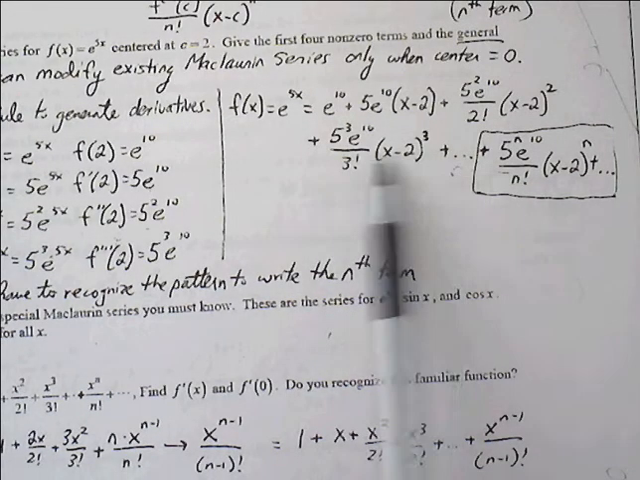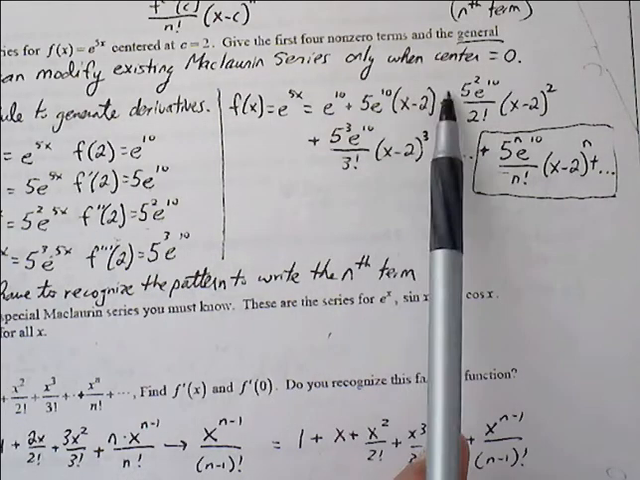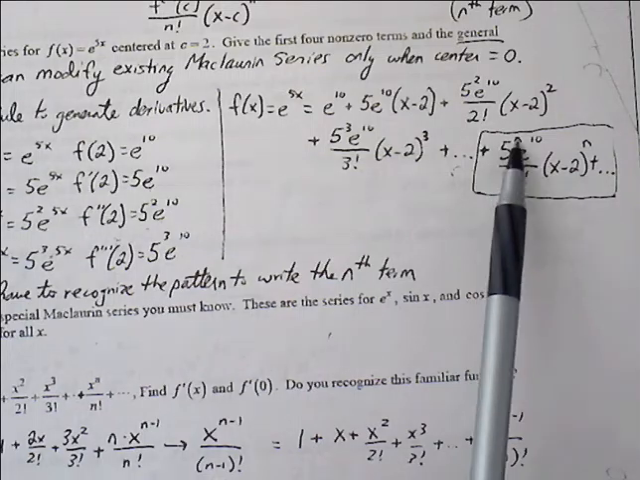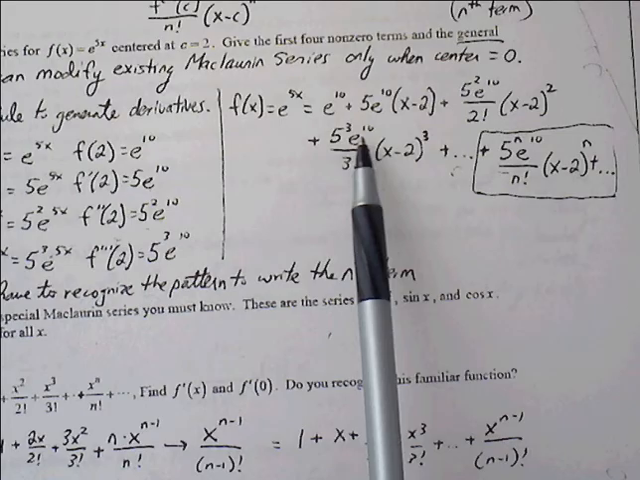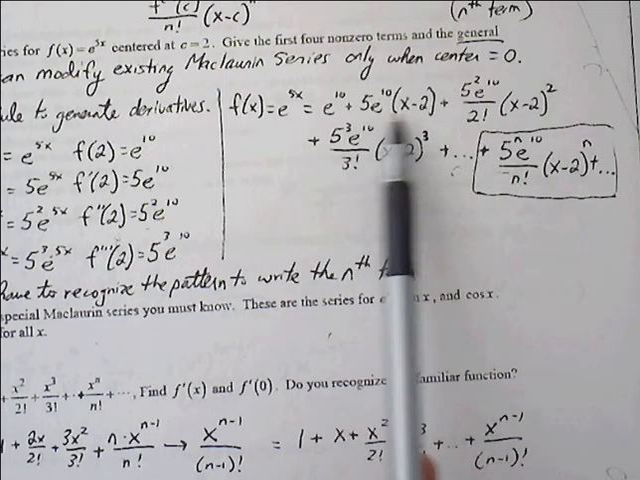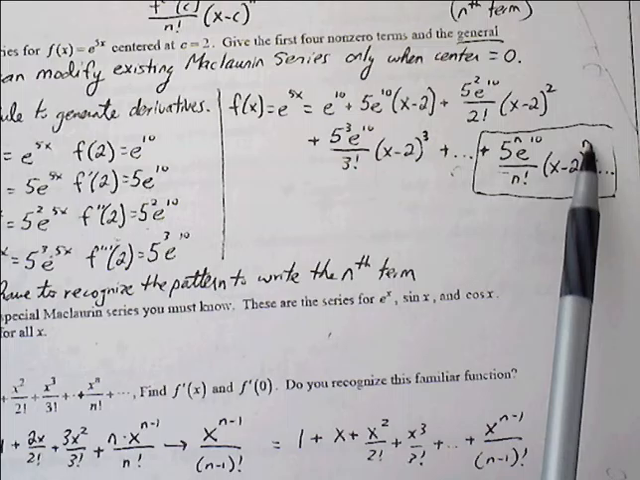And the general term would simply be, we see this is 5 to the first, 5 to the second, 5 to the third. So therefore, our rule of sequence would be 5 to the n. E to the 10, notice that it stays constant and static the whole way through. And the n factorial, we see it's 1, 2 factorial, 3 factorial. And then the pattern for the exponent is also to the n.